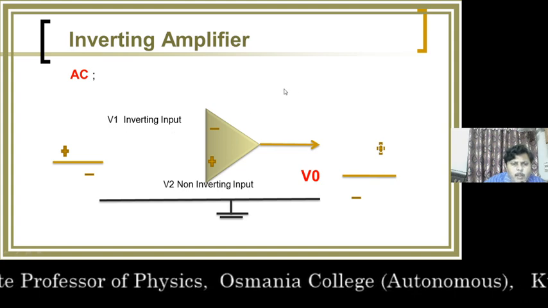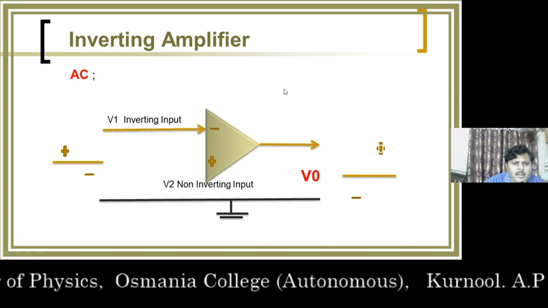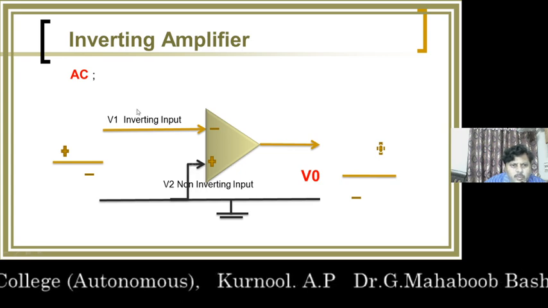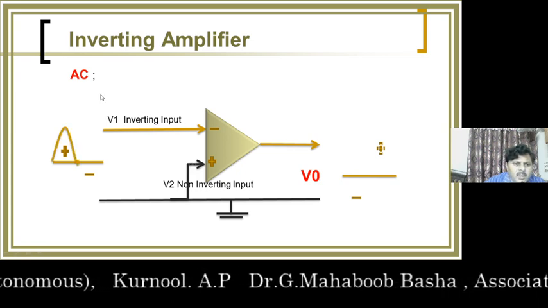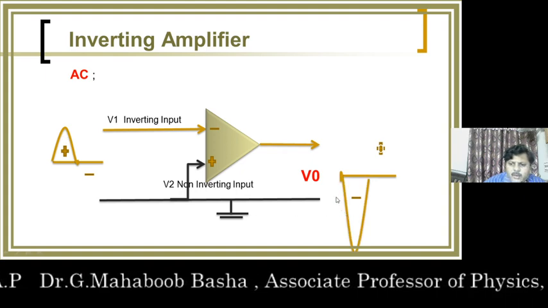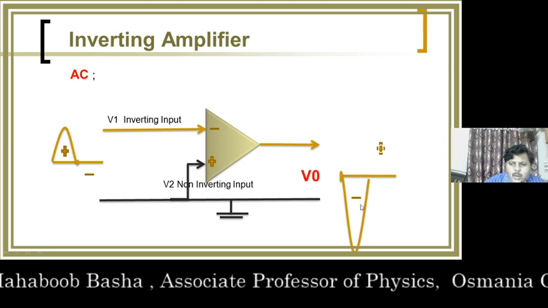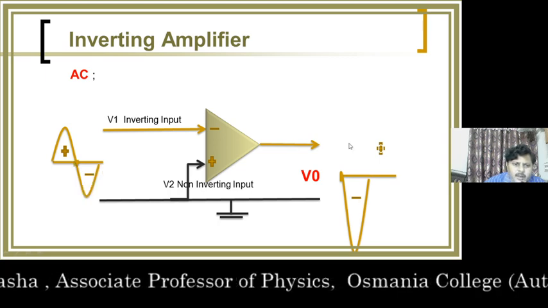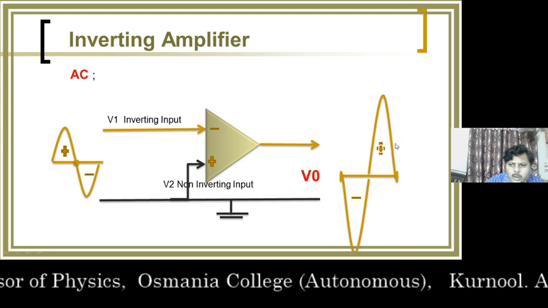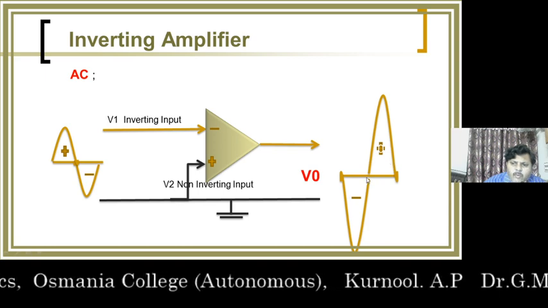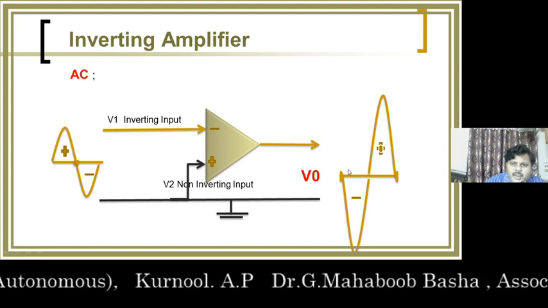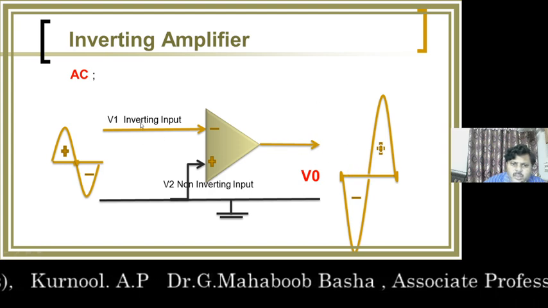In case of an inverting amplifier, we apply the input voltage to the inverting input by grounding the non-inverting input. When we apply an AC signal at the inverting input, for the positive half cycle we will get a magnified inverted output signal at the output. When we apply the negative half cycle at the input, we will get a magnified positive half cycle at the output. The output signal is out of phase with respect to the input signal. It means the phase difference between input and output signals is 180 degrees. Hence, this particular input is called inverting input.